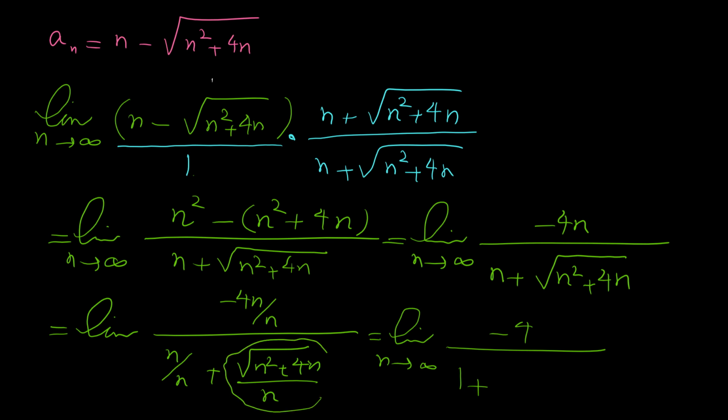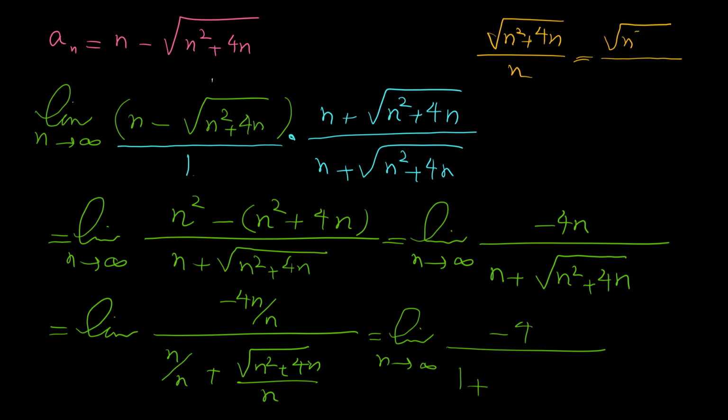Now look at this part, which is a little difficult to simplify. We want to simplify radical n to the 2 plus 4n over n. For simplifying this, let me write this expression here. We have radical n to the 2 plus 4n divided by n. To simplify this, notice that we can write n, which is in the denominator, in the form of radical n to the 2. Radical n to the 2 and n are the same.